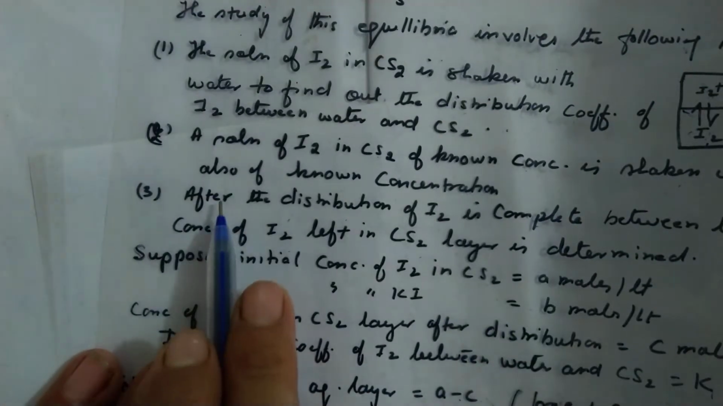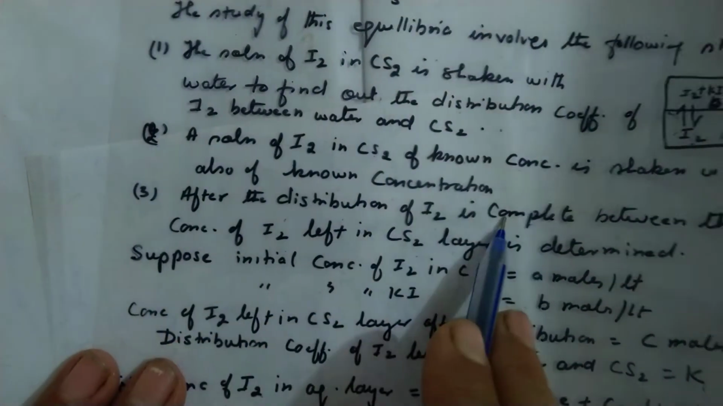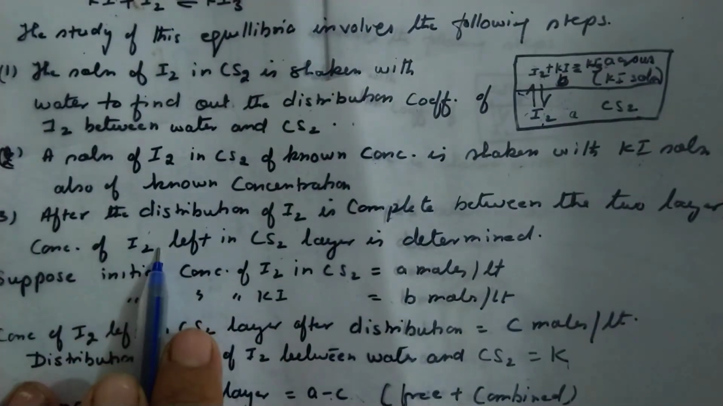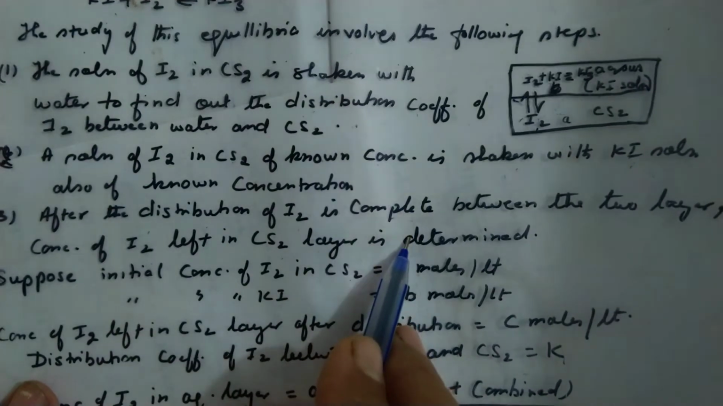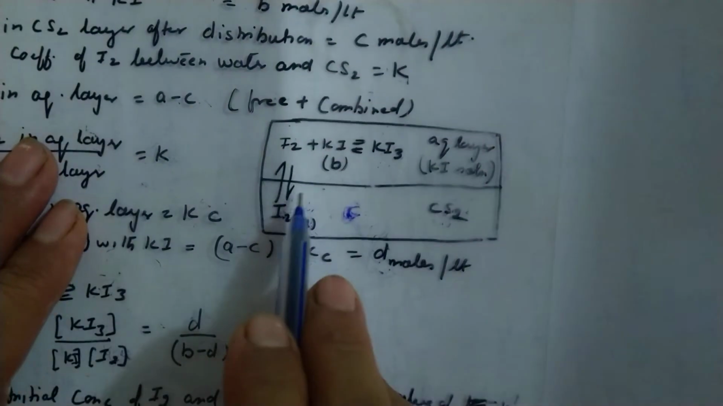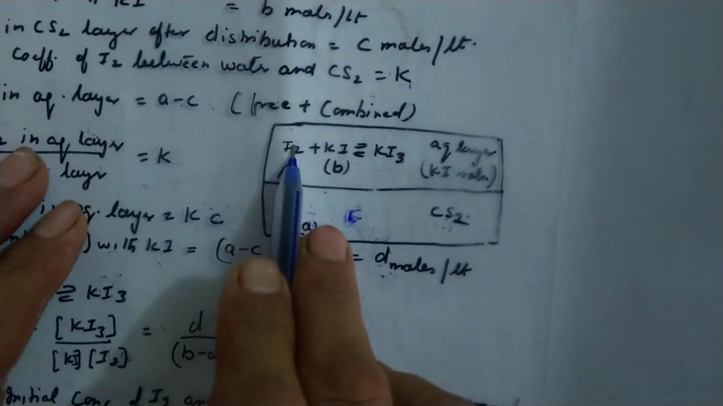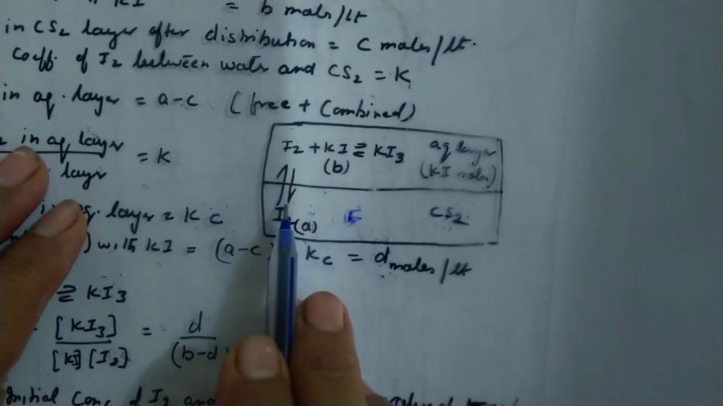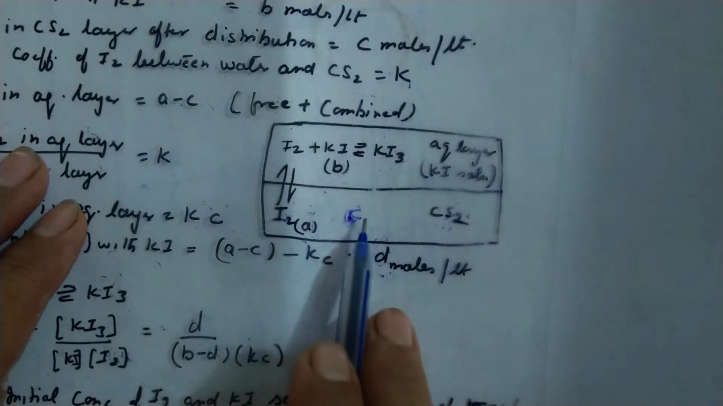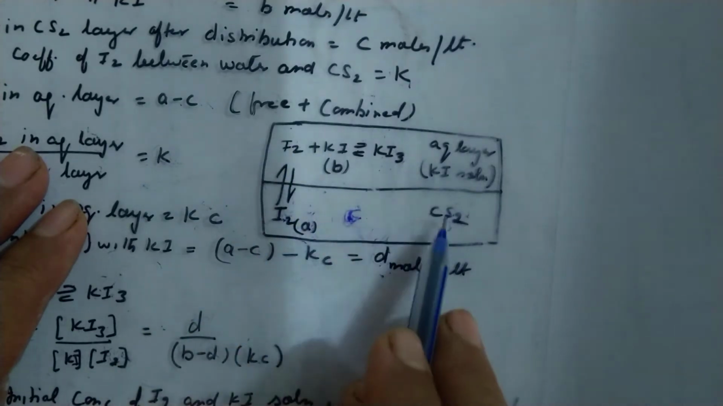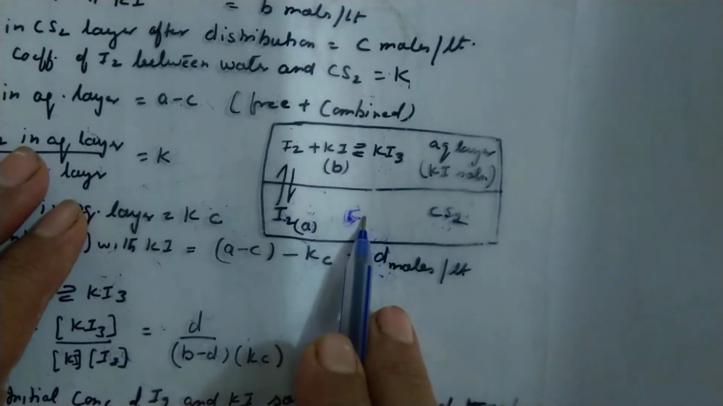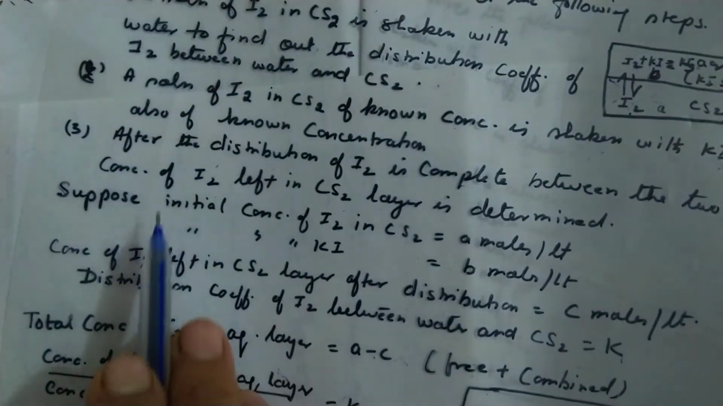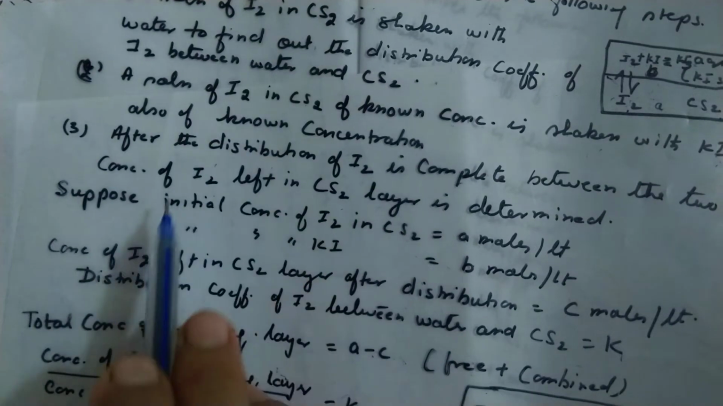Now the third step is, after the distribution of iodine is complete between the 2 layers, the concentration of iodine left in CS2 is determined. When distribution of iodine between the 2 layers is completed, earlier it was A. When iodine goes to this side, now the concentration of iodine left in CS2 is denoted by C. So after doing these 3 steps, we will write.